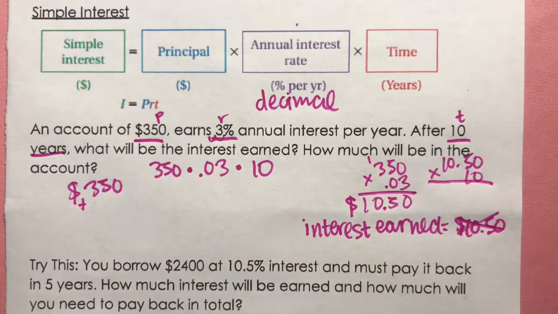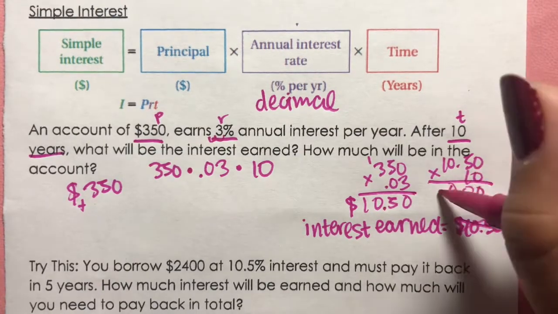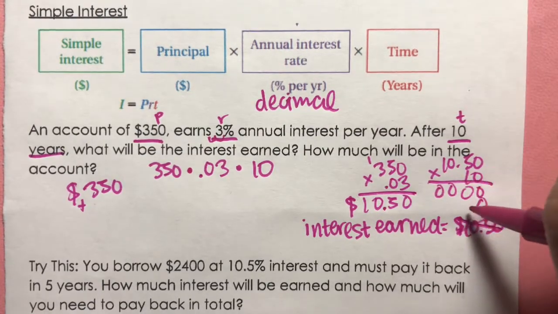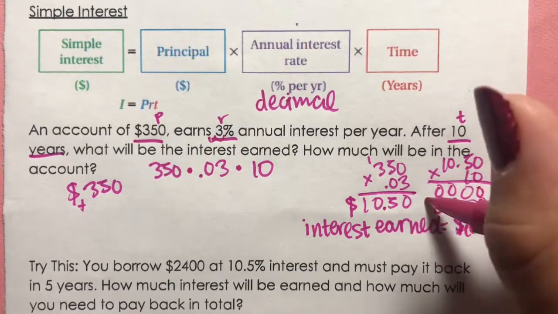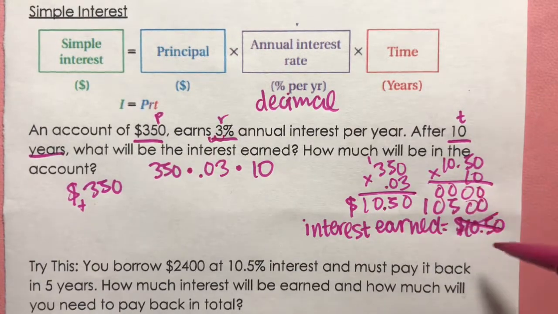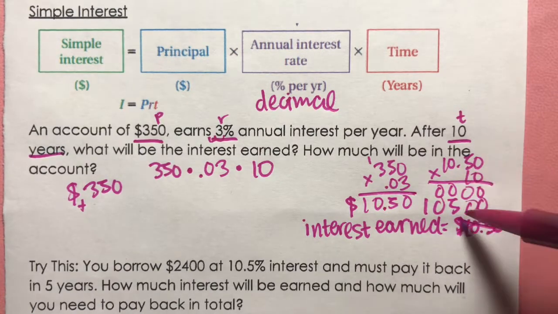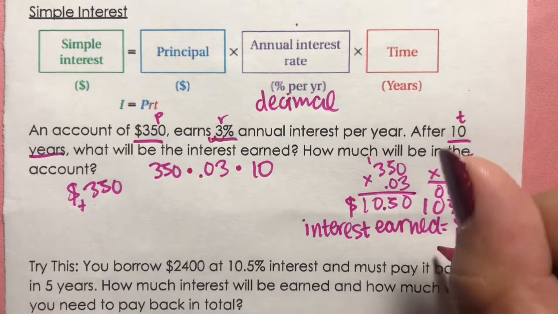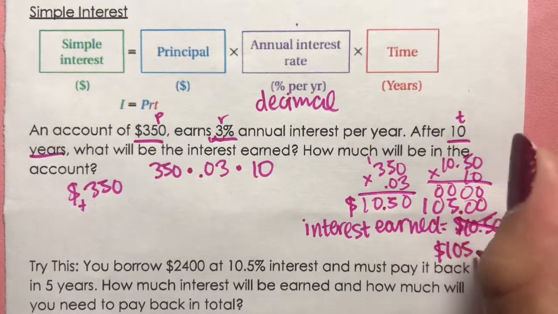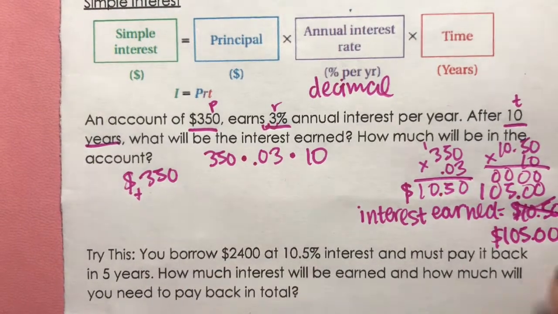Okay, so 1050 times 10. 0, 0. I was like, that's a really low number. Then we put our placeholder. 0 times 1 is 0, 5 times 1 is 5, 0, 1. And if you add it all up, it's 10,500, but we got to put our decimals, which will make it $105. So the interest earned is $105. Whew, there we go. Now we can add 350 to 105.